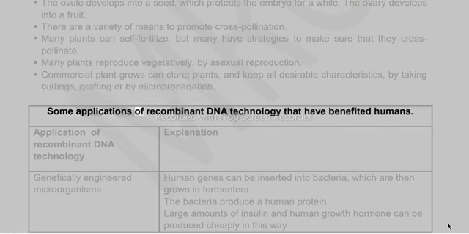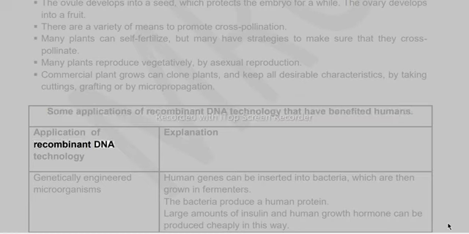Some applications of recombinant DNA technology have benefited humans. Genetically engineered microorganisms: human genes can be inserted into bacteria, which are then grown in fermenters. The bacteria produce a human protein. Large amounts of insulin and human growth hormone can be produced cheaply in this way.